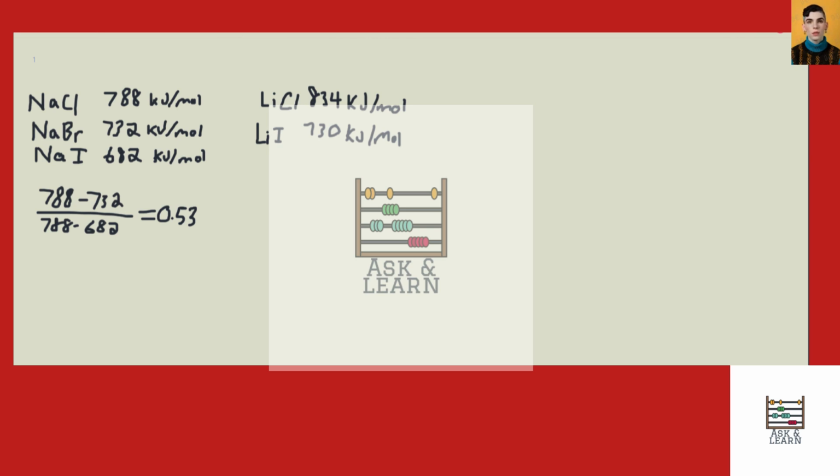So we don't know the lattice energy for LiBr. First we're looking at the lattice energy for the sodium series, and we're going to find the difference in the lattice energy between NaBr and NaCl, and then divide that by the difference in energy between NaCl and NaI. So we're going to see a proportional shift in the difference of the energy as we go down the series. Since sodium and lithium are similar, this should work for them.